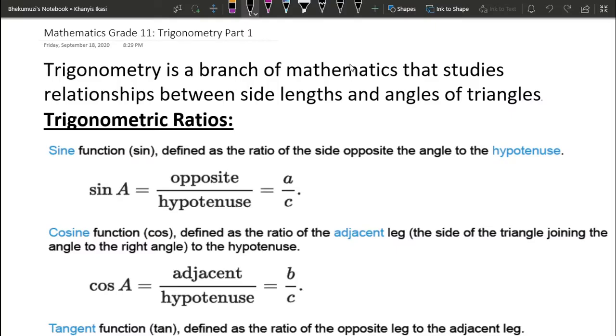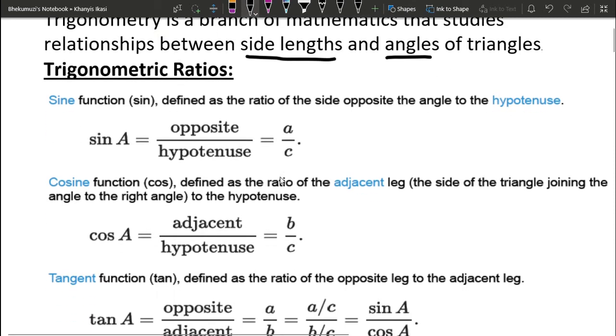To our grade 11 video, and so we will be talking about trigonometry. So this is the first part, and in trigonometry we first want to revise what we know from grade 10. Trigonometry is a branch of mathematics that deals with the relationships between the side lengths and the angles of triangles. So we're looking at the side lengths and the angles of triangles.